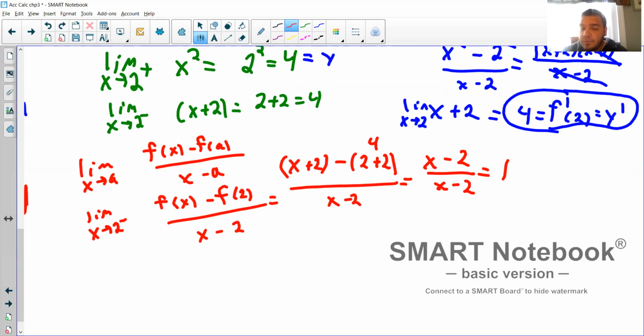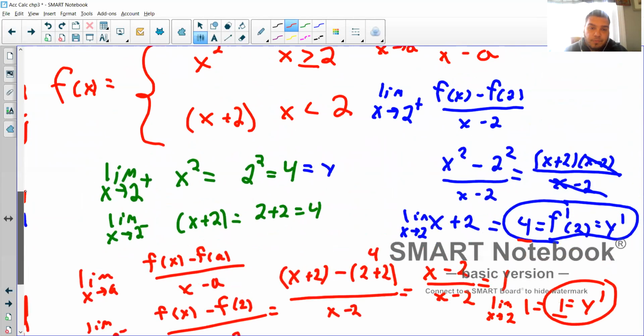If you don't remember from our limit rules, the limit as x approaches anything, in this case 2, of a constant function is going to be the constant. So in this case, it's just 1. So 1 is y prime. Now in this case, while 4 is y prime over here and 1 is y prime over here, these do not match. Because these do not match, that tells us something. That means it is not differentiable.